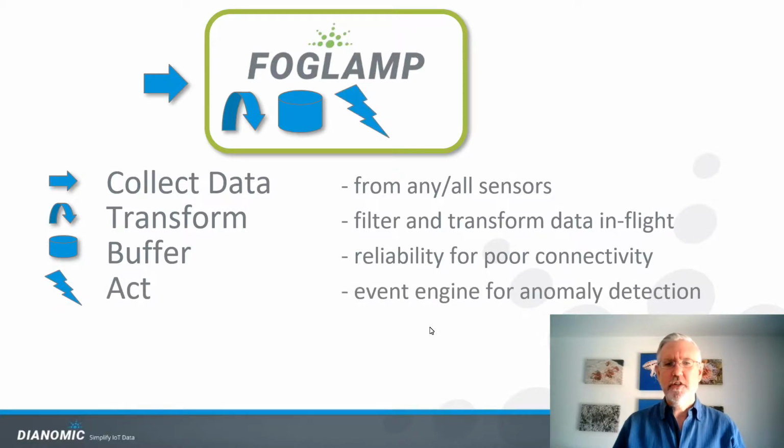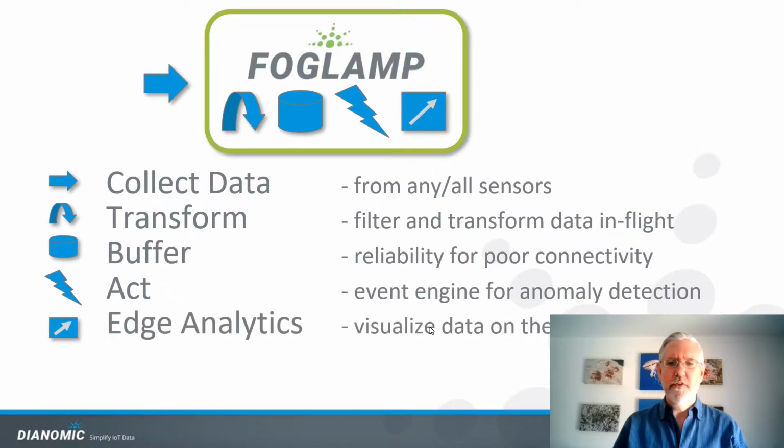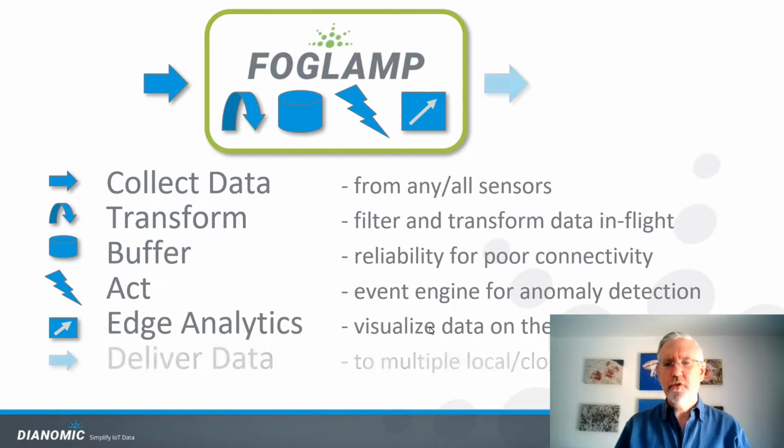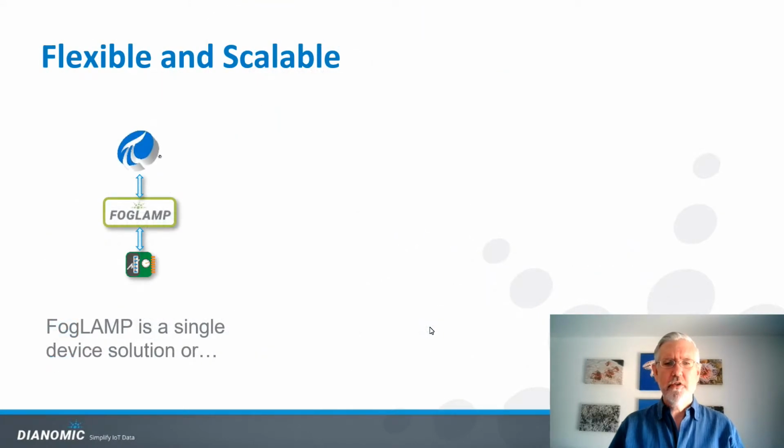It has an event engine, so you can take action out on the edge, and you can visualize the data out on the edge as well. And of course, you deliver the data to one or more locations. Now, a single FogLAMP can do all those things. You hook a sensor to it, hook it to a Pi server, for example, and the data just flows.